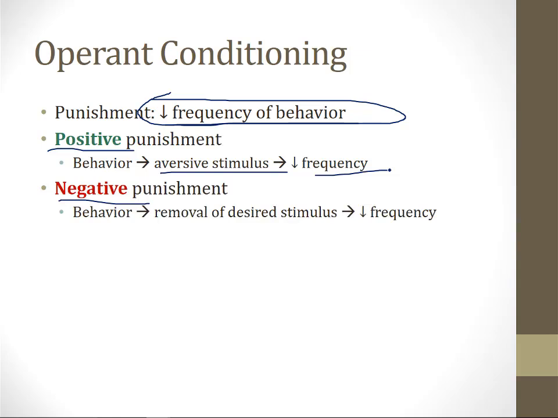For example, if a parent spanks a child, their goal with the spanking is to give a punishment so that the child stops misbehaving or stops their bad behavior. A negative punishment is when a behavior leads to a removal of a desired stimulus, not an aversive stimulus, a desired stimulus, and the goal is to decrease the frequency of the behavior.